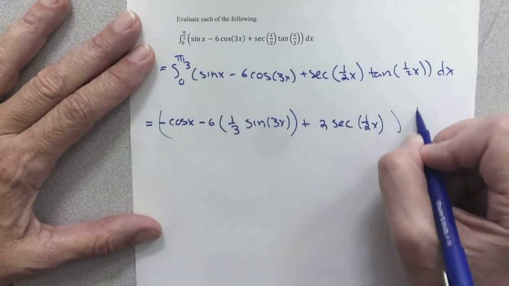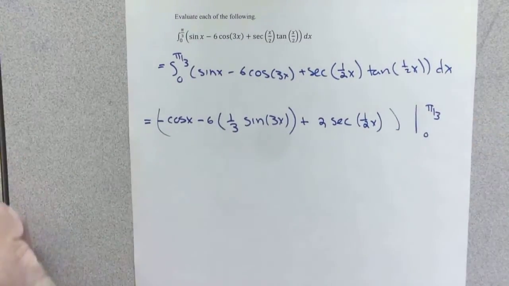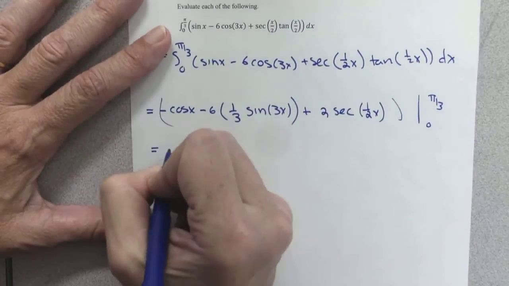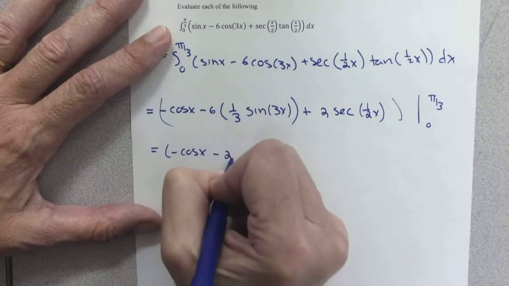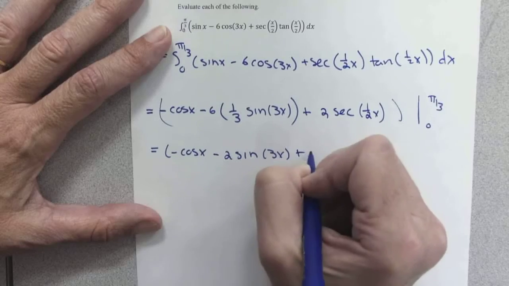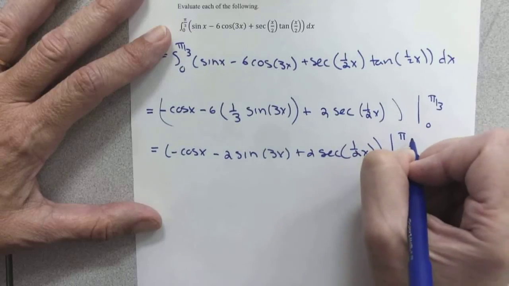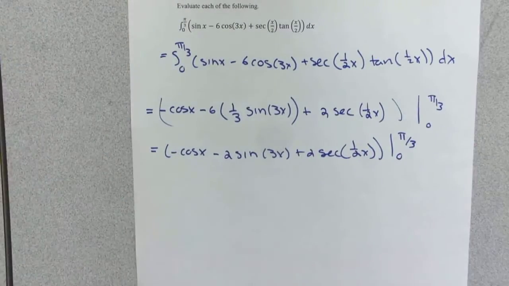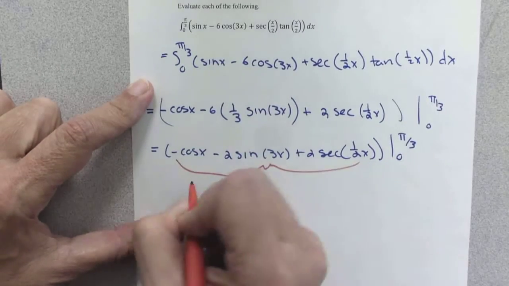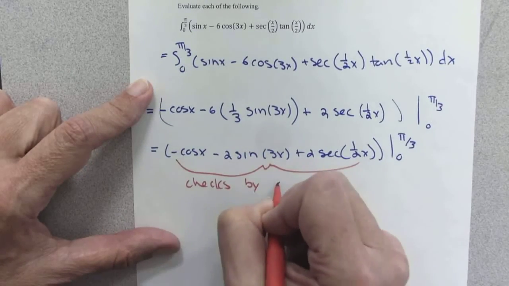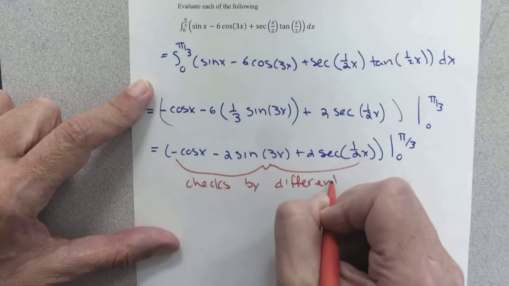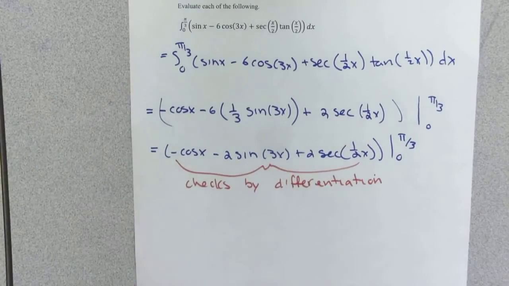And then this whole thing evaluated from 0 to pi over 3. And let's just clean this up a little bit more. So that's negative cosine x minus 2 sine 3x plus 2 secant 1/2 x, evaluated from 0 to pi over 3. And then remember, you can check this part by differentiation. And like I said, if you got a few moments, you can just visually check these pretty darn quickly.